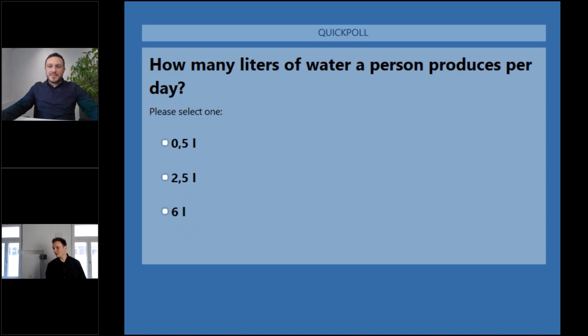So how many liters of moisture are produced per person per day on average? I can also participate, right? 50% of the audience has voted. 60. 80%, okay. Just a few more seconds that you can take a guess.